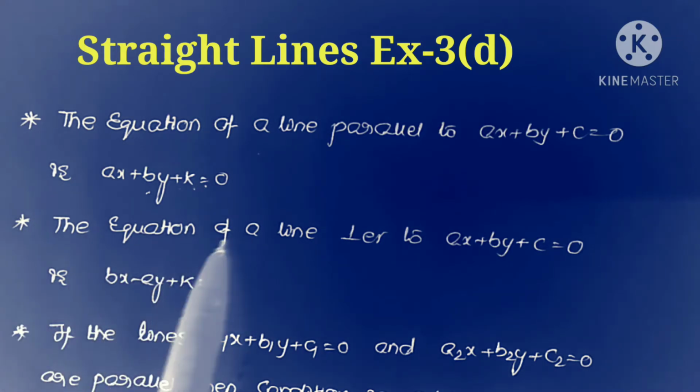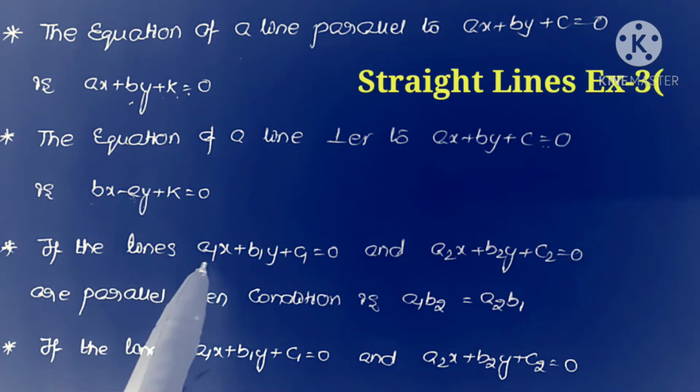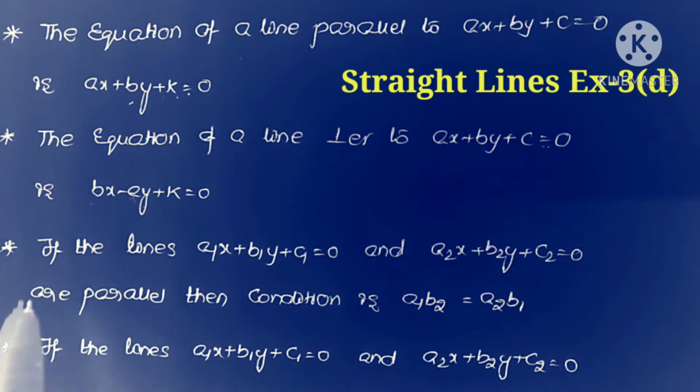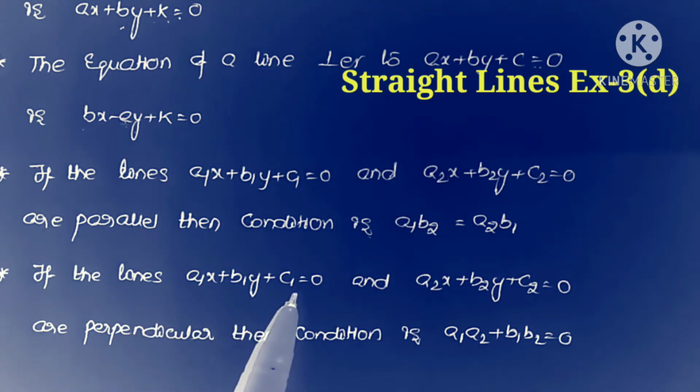The next formula: the equation of a line perpendicular to ax + by + c = 0 is bx - ay + k = 0. Next, if the lines a1x + b1y + c1 = 0 and a2x + b2y + c2 = 0 are parallel, then the condition is a1 b2 = a2 b1. And next, if the lines a1x + b1y + c1 = 0 and a2x + b2y + c2 = 0 are perpendicular, then the condition is a1 a2 + b1 b2 = 0.